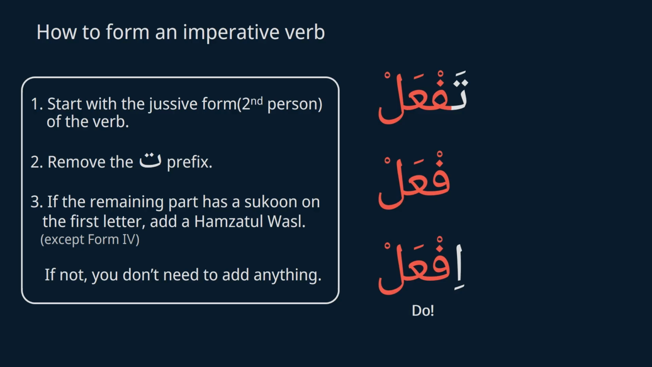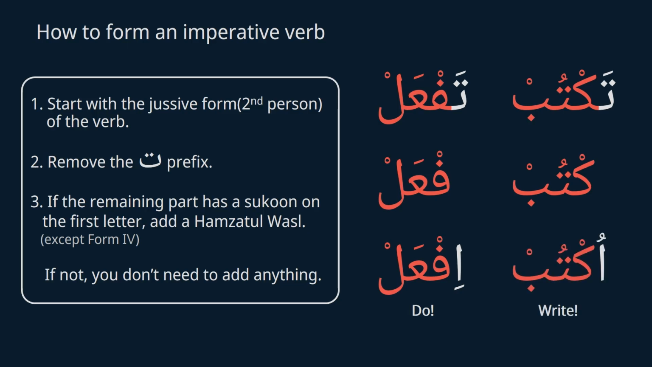Let's look at another example. This one is also a 2ms jussive verb meaning you write. Now remove the ta prefix. Does it have a sukun? Yes. So we add a hamzatu wasl, and the final imperative form is uktub.